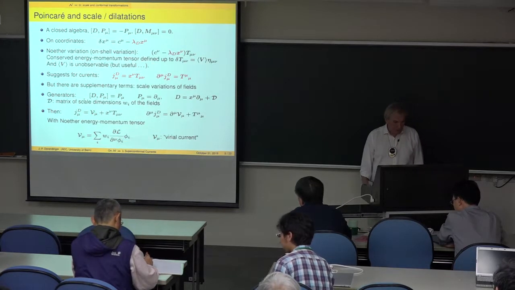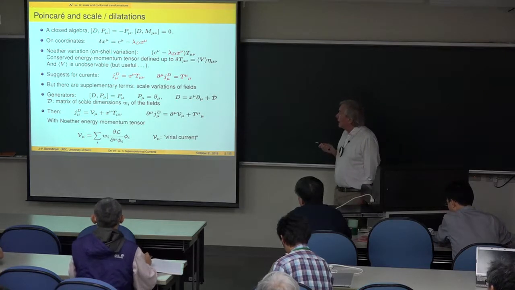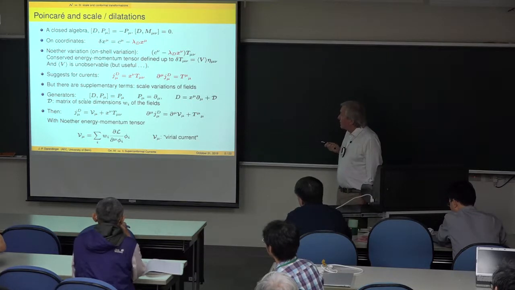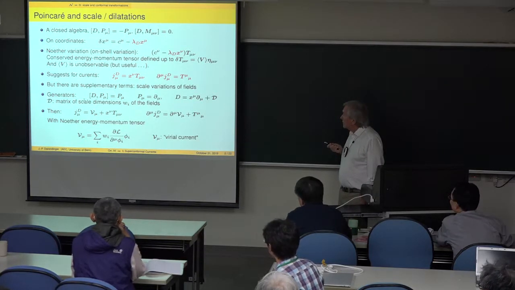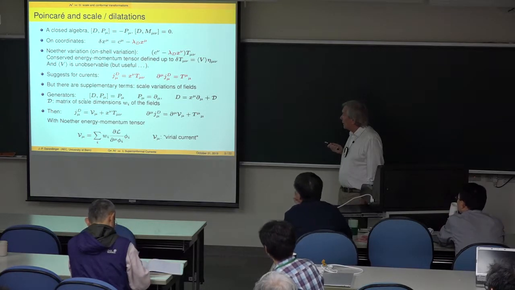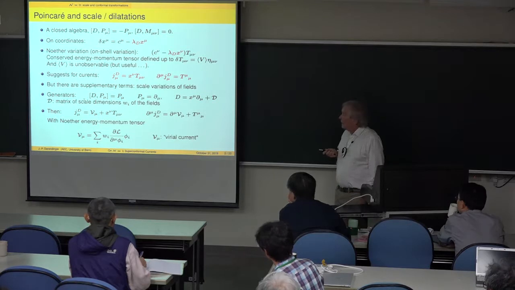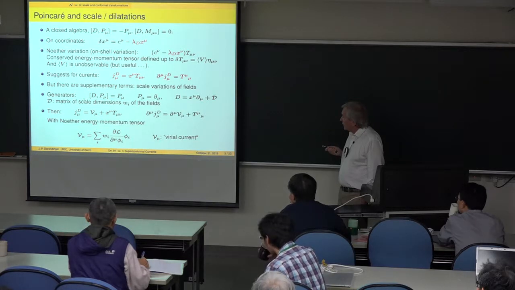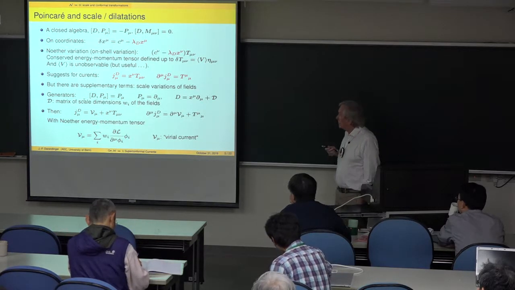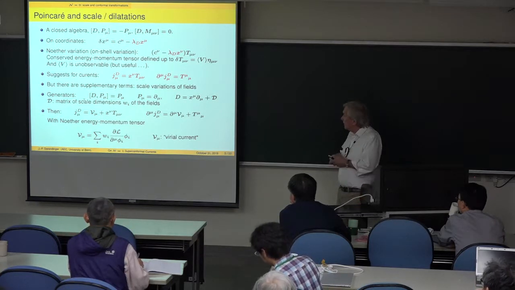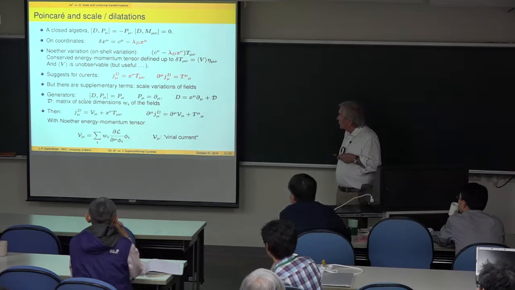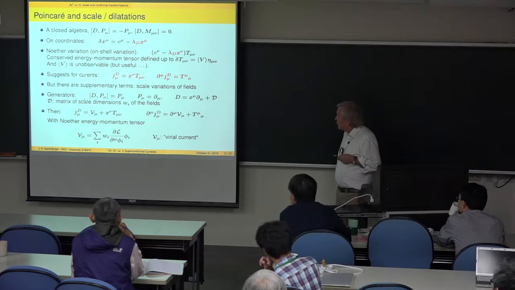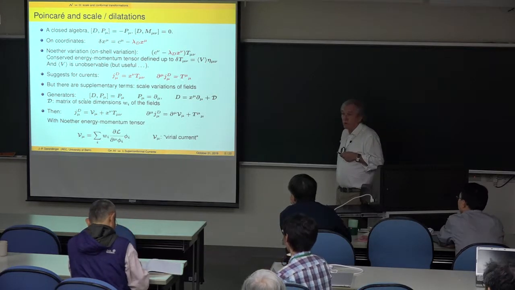So let's go first to the system of Poincaré and scale, which of course is a closed algebra. Now, if you act on coordinates, then you get these translations from Poincaré, and then you get a dilatation down here. Just from that, you know that the Noether variation, that is to say, when you calculate the current, you do the variation of the Lagrangian, for instance, you will get something like this. And that immediately will tell you that you expect that the dilatation current will come out like this, such that the divergence of the dilatation current is the trace of T.